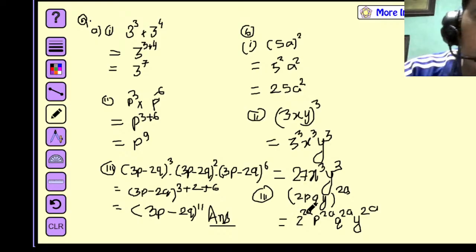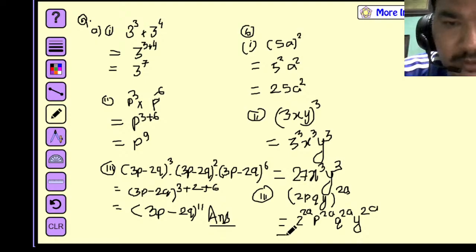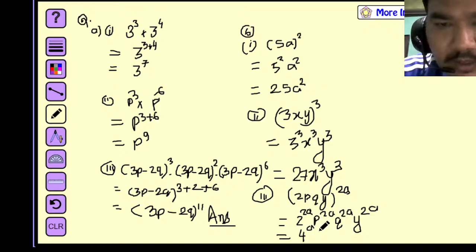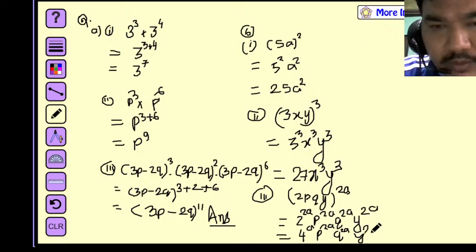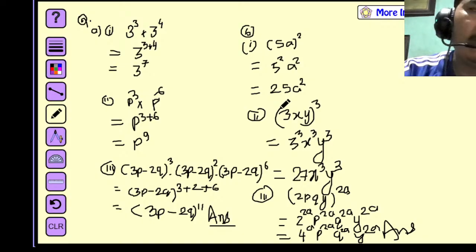Then this 2 square, that means we can write 4, right? 4 to the power a you can write here now. This 2 square, in place of this we can write 4 to the power a, okay? Then p to the power 2a, then q to the power also 2a, and the last one, y to the power also 2a. This is the required answer, okay? Like this we have to simplify this type of question.